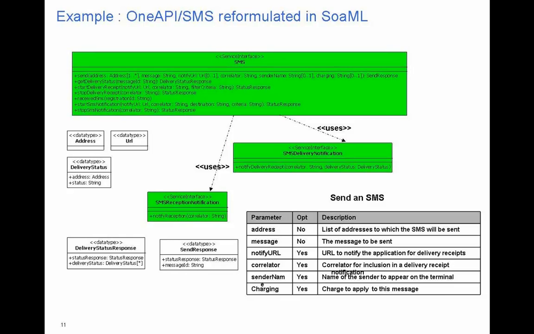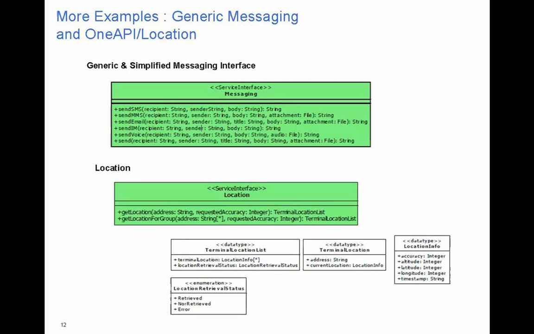So it makes the diagram a lot more appealing and a lot easier to understand. Another example is location services and generic messaging services from OneAPI. If you look at the HTML, again, it's extremely cryptic and very difficult to tell that the messaging part of the OneAPI has just about 6 to 7 different properties, and that's it.